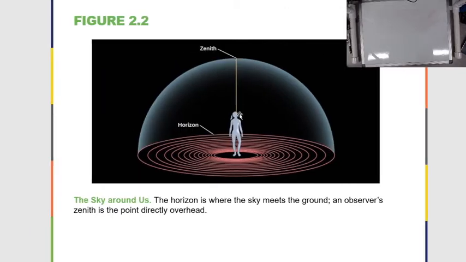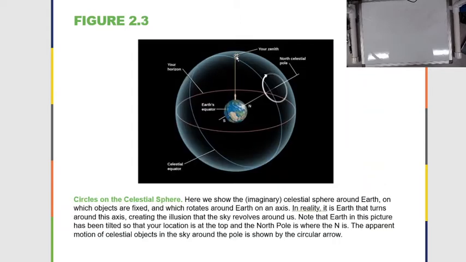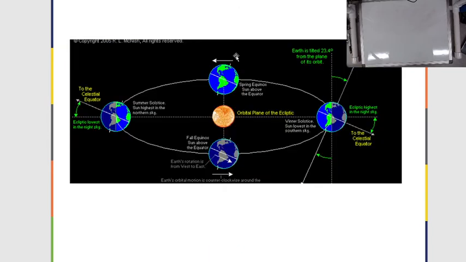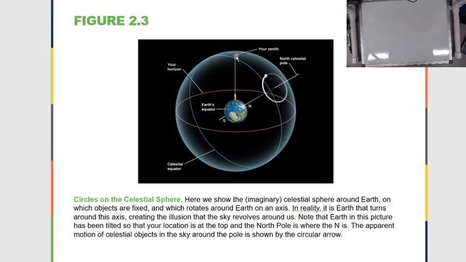So this is a person standing, looking up, and the point directly above your head, wherever you're standing, is your zenith. Everybody has a zenith and a horizon. When you look out and you look at where the Earth meets the sky, that's the horizon. And the point directly over your head is your zenith. Let me scroll back up here just a couple. Here is the Earth, and this thing around the Earth is the celestial sphere, and you can get a picture of this now.